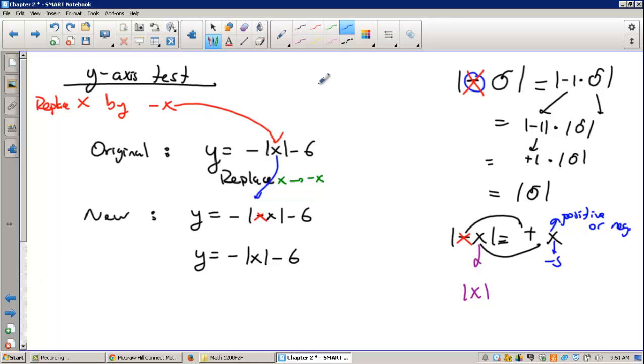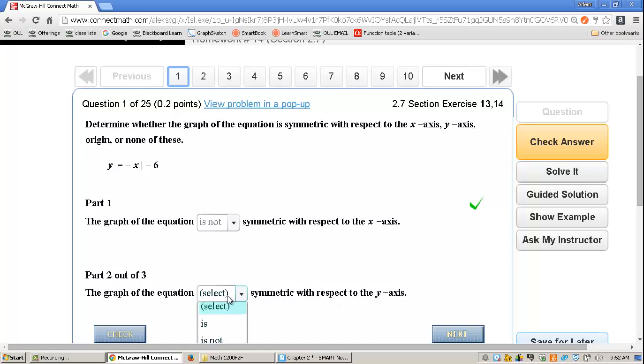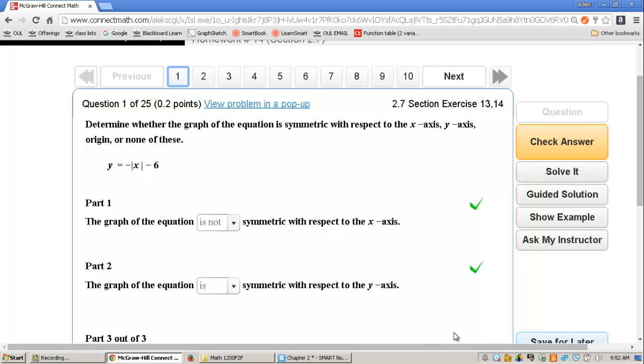Now, is this a match? Compare the new equation with the original one. Did we go back to the original equation with a little trick? Yes, we did. So we say the equation has y-axis symmetry. Okay? Let's go ahead and pick it. It is symmetric with respect to the y-axis.